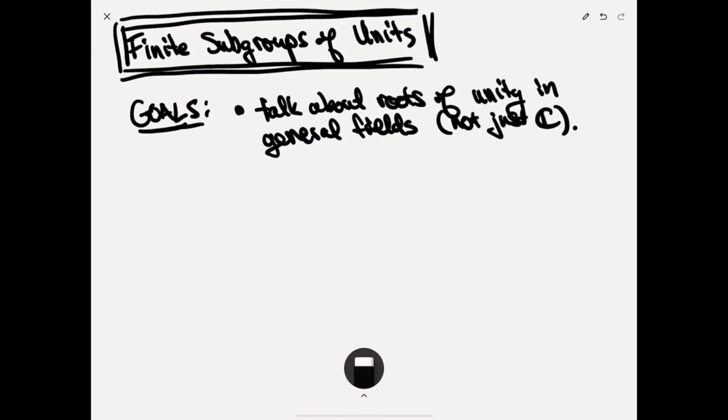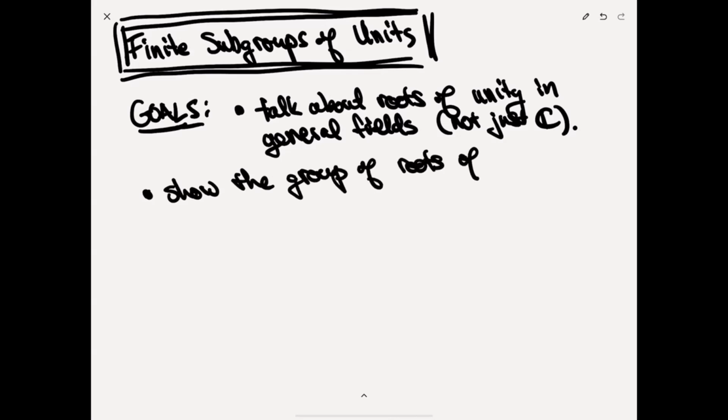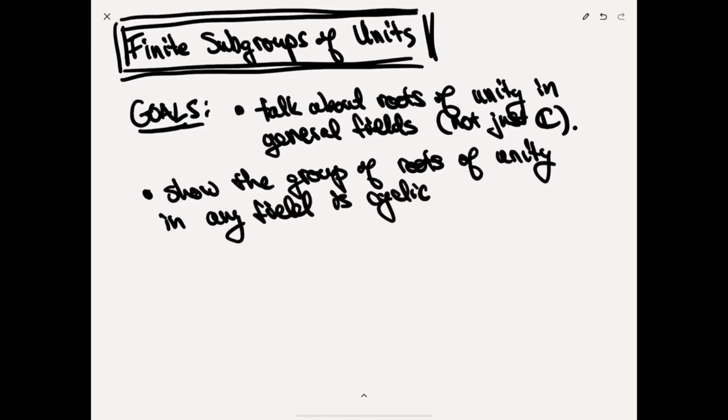Okay, and so some consequences of what we're going to do is we're going to show that the group of roots of unity in any field is cyclic. Okay, let me just finish these other things.